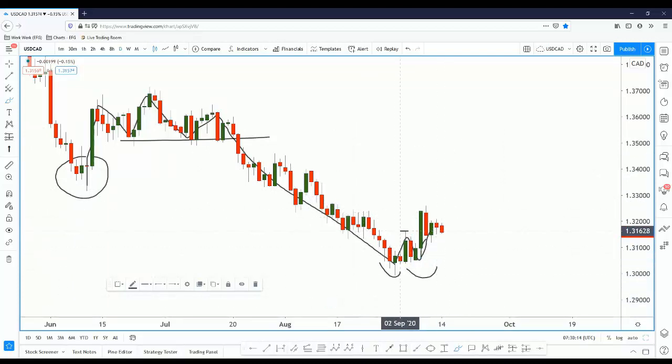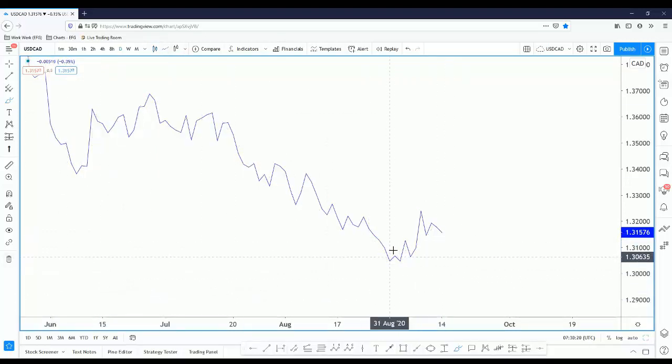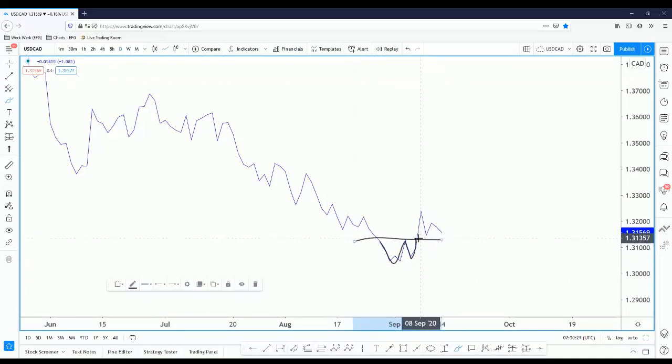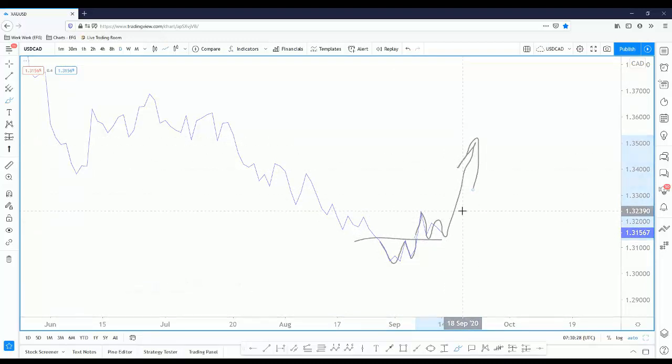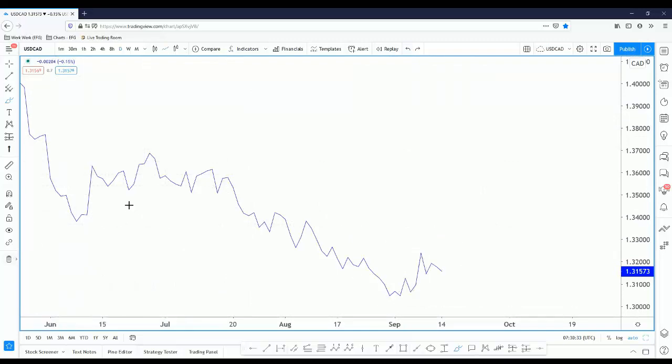Now some of you may find it a bit hard to see why this is a double bottom reversal. If you change to line chart, it will be easier to see, right? So we have the double bottom reversal pattern over here, and then the breakout and the retest, alright, before it takes off. Okay, so that is what we have for the daily on the dollar CAD.